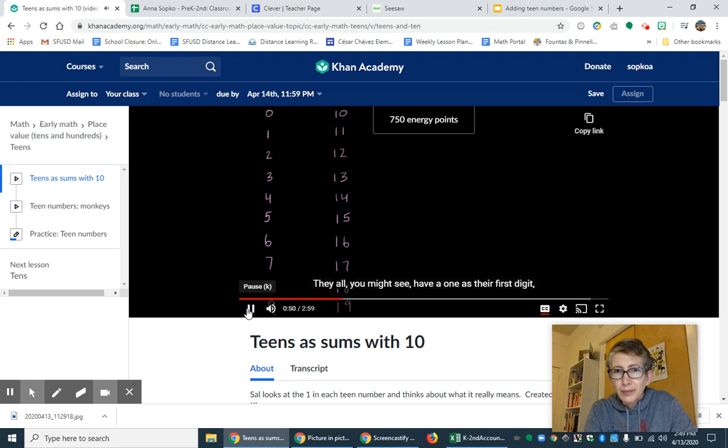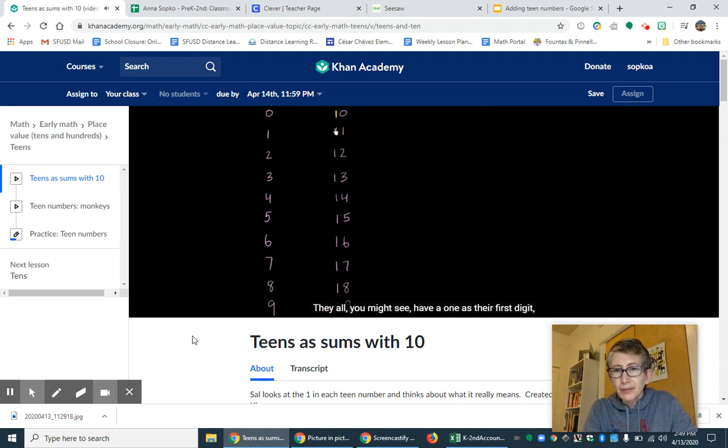Well, you might see they all have a 1 as their first digit. And that 1 is sitting in what we'll call the tens place. It literally says that in each of these numbers, that 1 represents a 10. What do I mean by that? Well, if we go up to 10 over here, this is telling us that this 1 represents 10, and then this 0 represents 0 ones. So 10 is 10 plus 0.